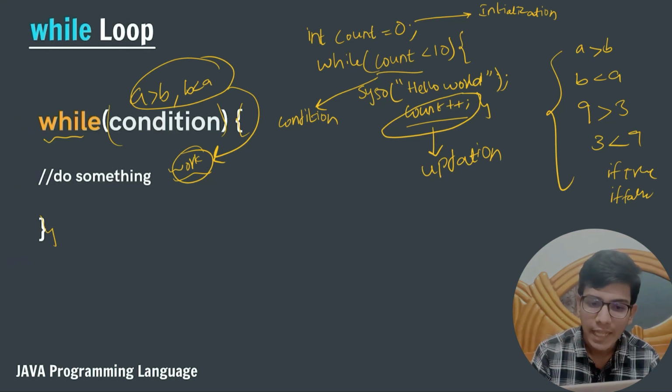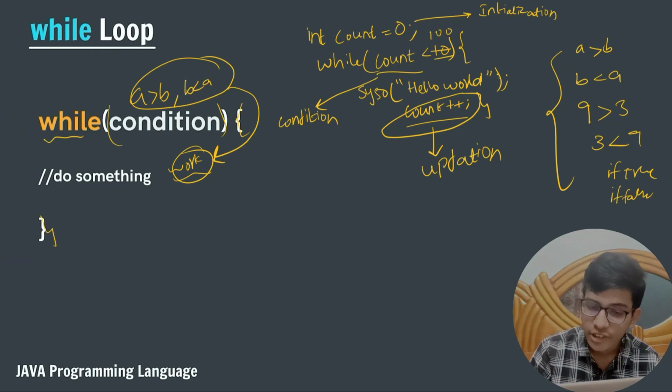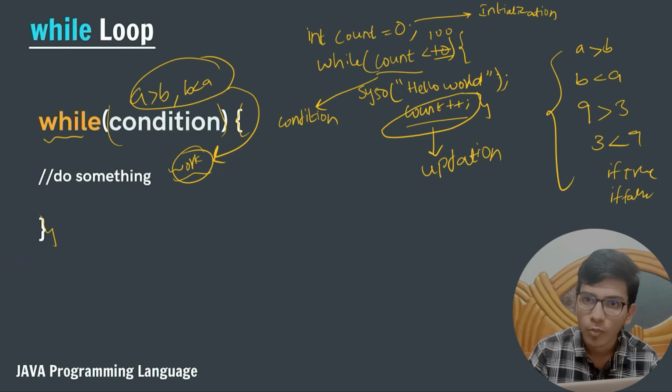So this is the syntax for while loop. The first line is known as initialization. After that, in the parenthesis, we'll give condition, and finally we'll give updation. This is the syntax for while loop, and this code will print hello world 10 times. Suppose if you want to print it 100 times, then in the place of 10 you will just write 100, and it will print System.out.print hello world 100 times.